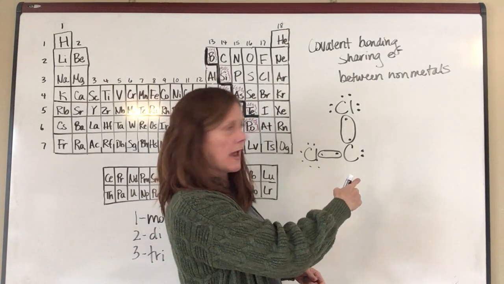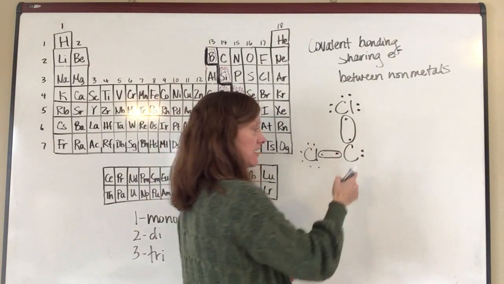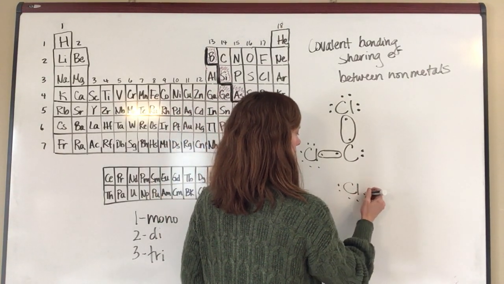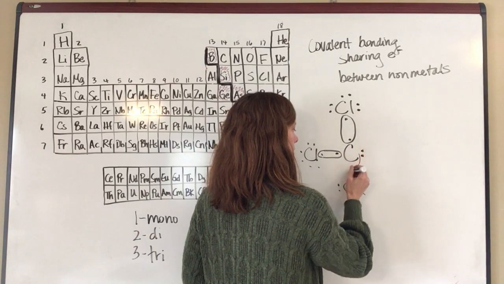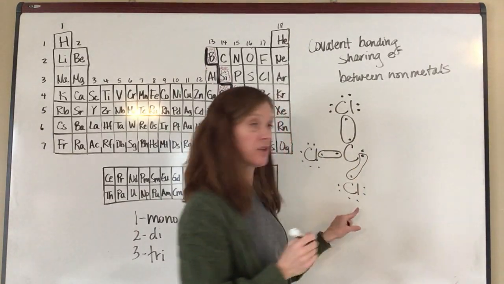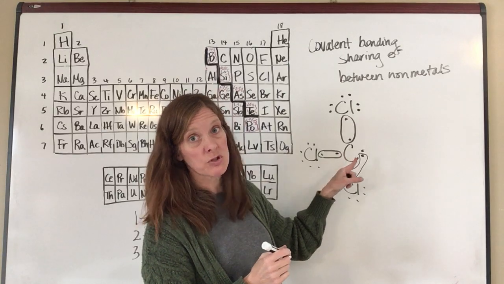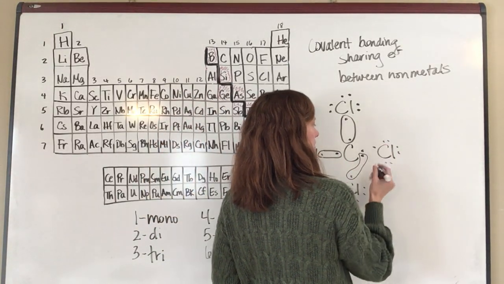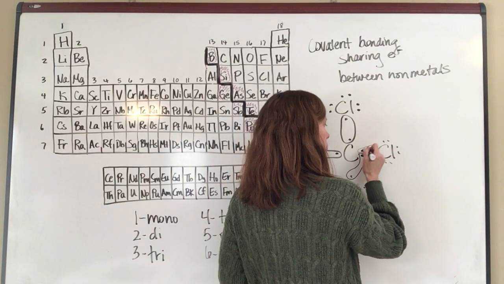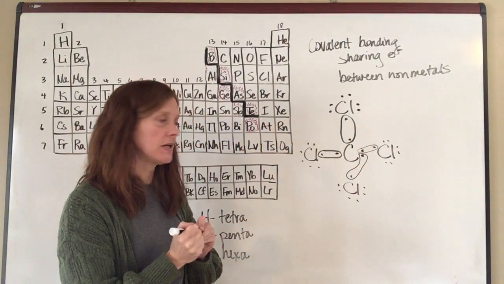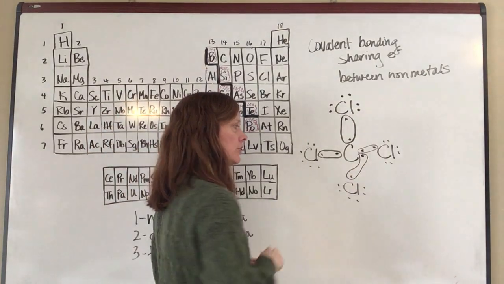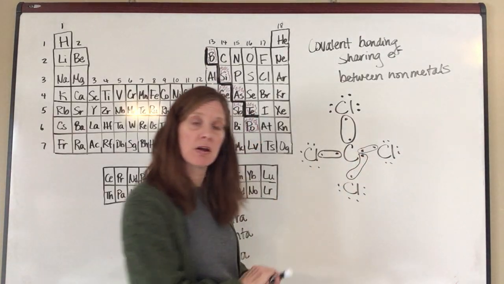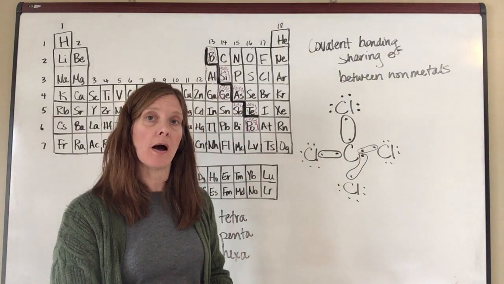My carbon still isn't happy because he only has 1, 2, 3, 4, 5, 6. He still needs 2 more, right? So I can take this chlorine and we can share this pair. So this chlorine's happy. My carbon's almost happy. He's just 1 short now. So now this chlorine has 7 and he wants to share 1 more here. So each chlorine is now sharing 1 electron with the carbon. So each chlorine now has its own 7 plus the one it's sharing. That makes 8. So he's obeying the octet rule.